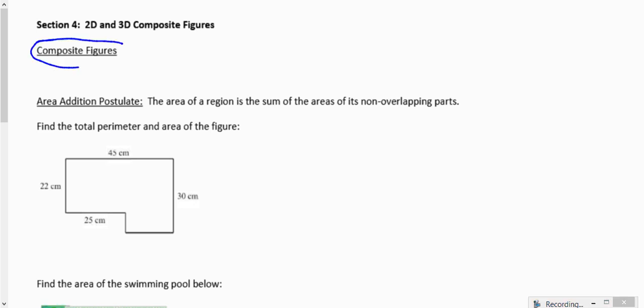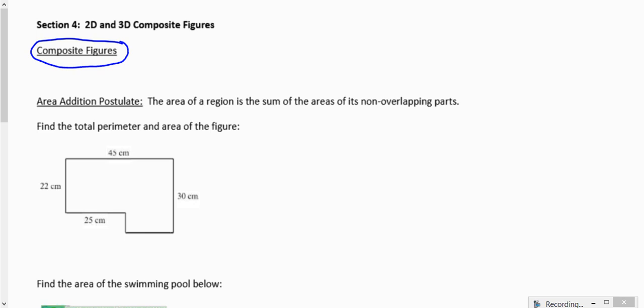So a composite figure is a figure made up of more than one shape, and you find the sum of its areas and or volumes. And those areas can be found by addition or subtraction, depending upon the question. So let's take a look at our first example.